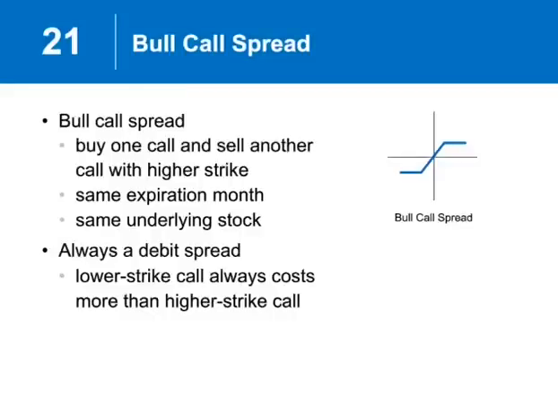So let's look at vertical spread number 1, the bull call spread, which is a debit spread. By debit spread, we know right off the option we're buying is going to cost more than the option we sell. In a bull call spread, we buy one call, sell another call at a higher strike. Same expiration, which is always the case with the verticals, and same underlying. Always a debit. The bull call spread is always a debit because the option we're buying, the first option, is the lower strike call, and that always costs more than the higher strike call.